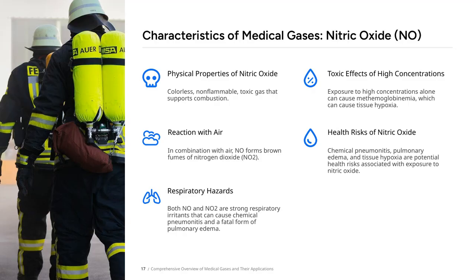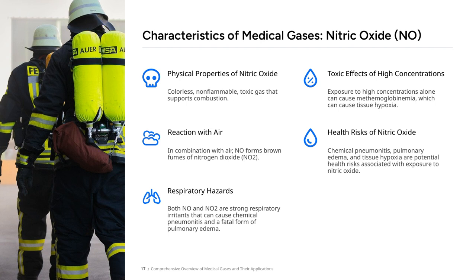Now, let's discuss the health risks associated with nitric oxide. Exposure to this gas can potentially lead to serious conditions such as chemical pneumonitis, pulmonary edema, and tissue hypoxia. These are all linked to the toxic effects of nitric oxide on the respiratory system. Specifically, when someone is exposed to high concentrations of nitric oxide, it can cause methemoglobinemia, a condition where the blood's ability to carry oxygen is impaired. This, in turn, can result in tissue hypoxia, meaning that tissues don't get enough oxygen to function properly.